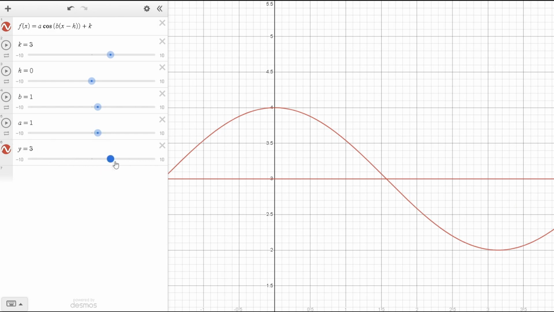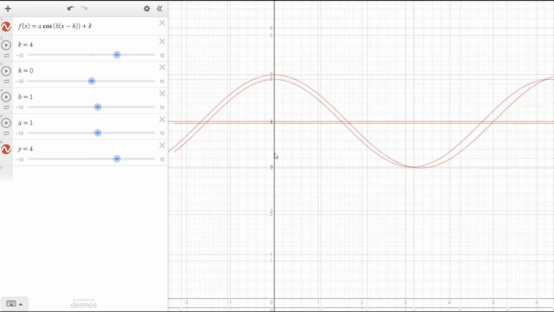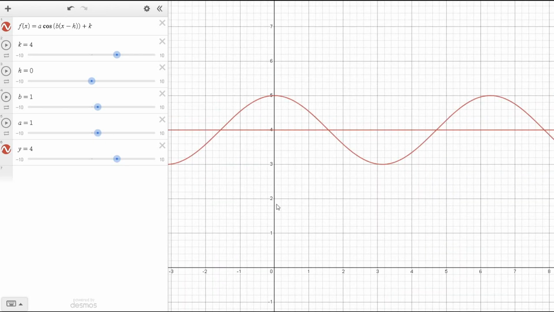Okay, so let me remove this one. Let's take y is equal to 4. Now I'm going to increase my vertical shift by 4. Look at that. Okay, that's the idea behind this k value.